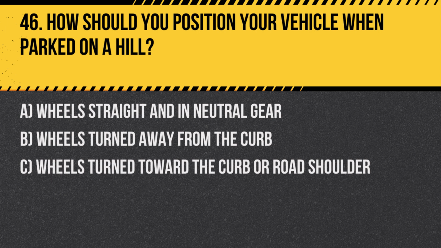Question 46. How should you position your vehicle when parked on a hill? A. Wheels straight and in neutral gear. B. Wheels turned away from the curb. C. Wheels turned toward the curb or road shoulder. Answer C. Wheels turned toward the curb or road shoulder. This prevents the car from rolling into traffic if the brakes fail.